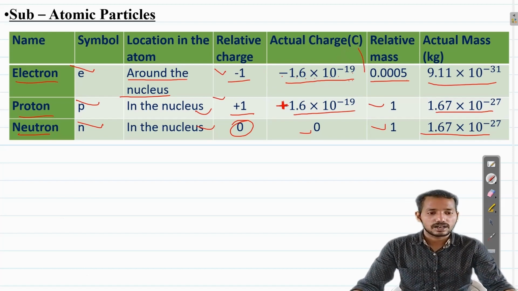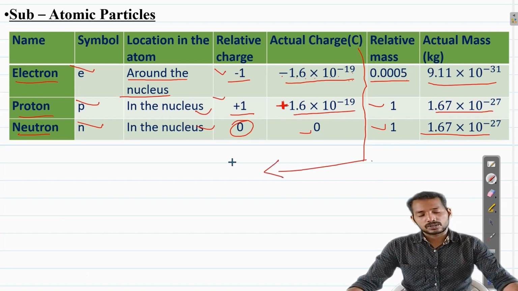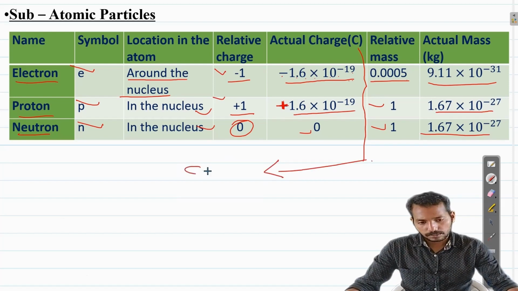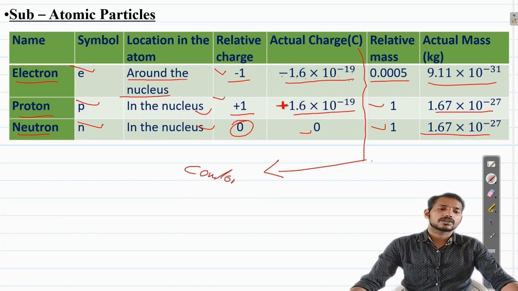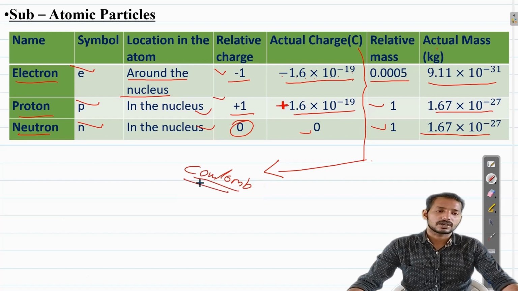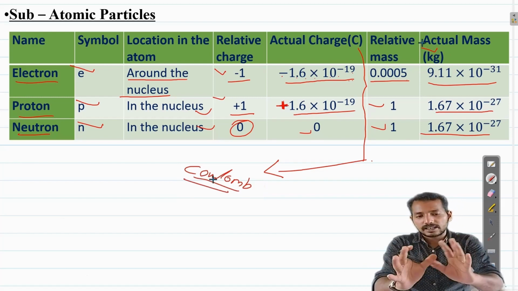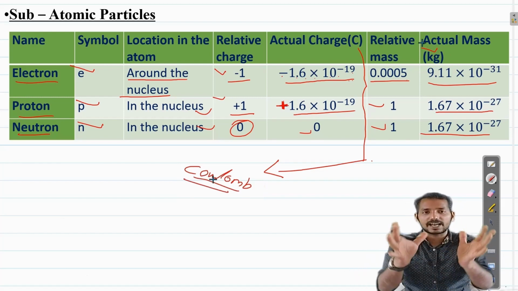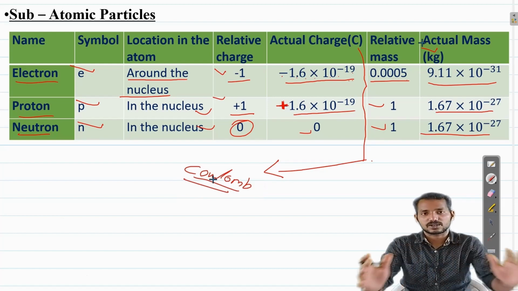Here C represents the unit of the charge. So the unit of electric charge is coulomb. And this represents kilogram. Okay. So finally, let's see the 3-dimensional view of the structure of the atom.